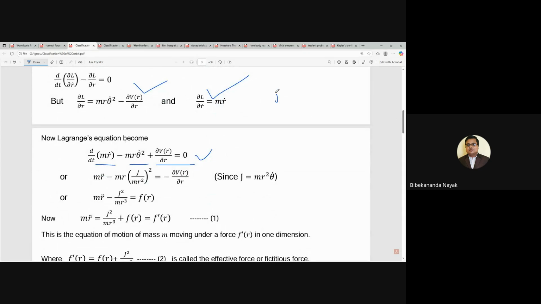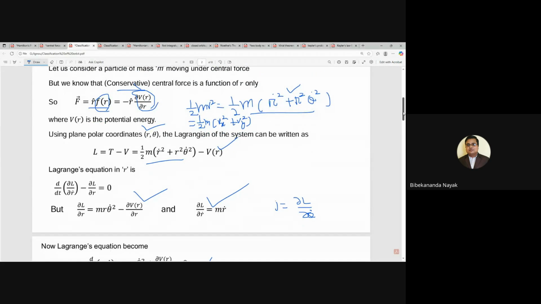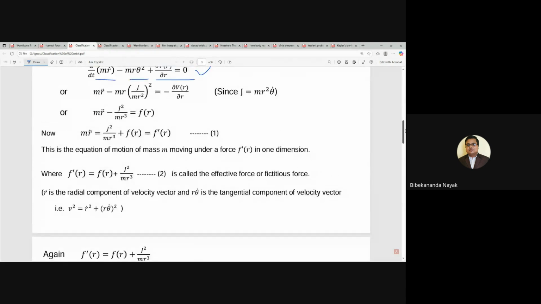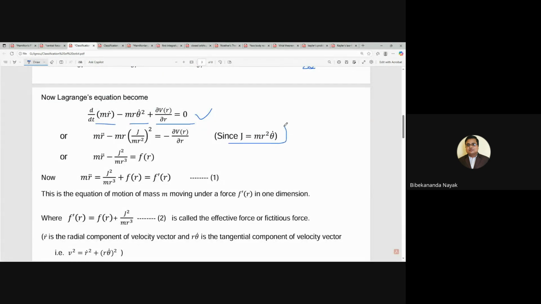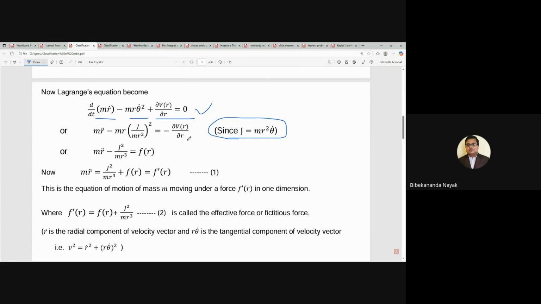J is equal to how much? Del L by del theta dot, which is called angular momentum. And del L by del theta dot is how much? Here you see del L by del theta dot is equal to m r square, here the 2 and the half have cancelled, so m r square theta dot. So angular momentum J is equal to m r square theta dot, which is a constant quantity. Why constant? Theta is cyclic, so the corresponding angular momentum is a constant quantity. Again, for a central conservative force, the negative gradient of potential is your force. So we get an equation like this.